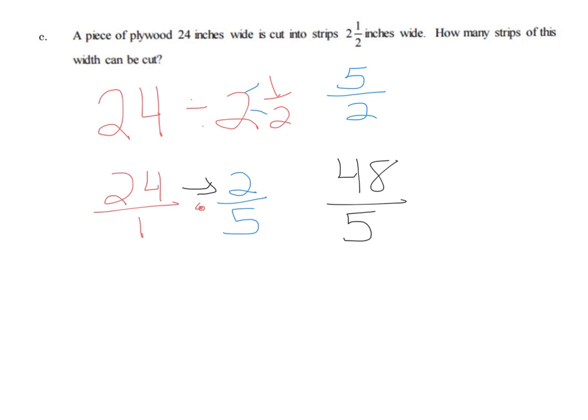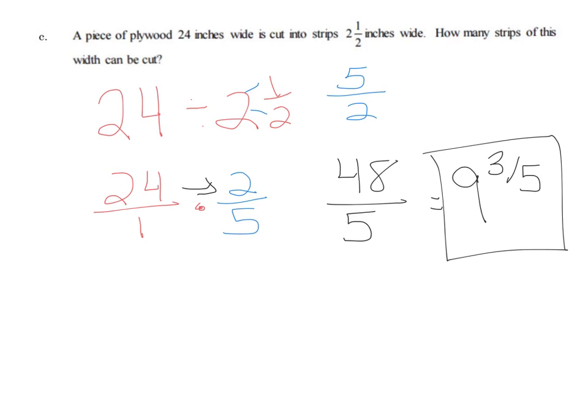So then I think, how many times will 5 go into 48? It'll go in there 9 times, because 9 times 5 is 45. And then 48 minus the 45 would be 3/5. So they could only actually make 9 total strips, and they would have 3/5 left over.